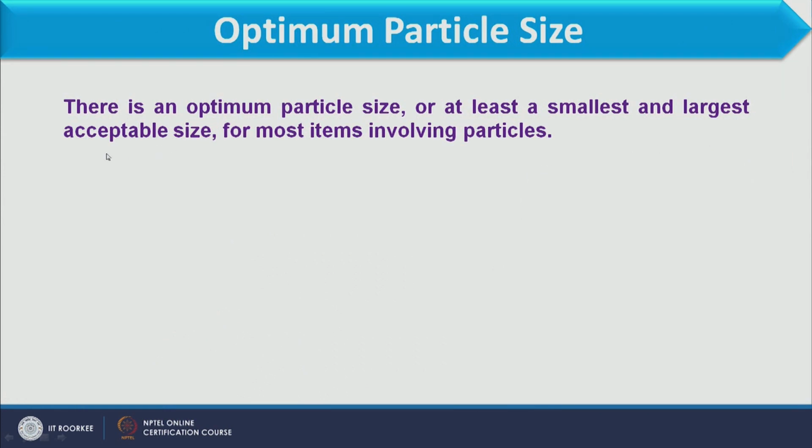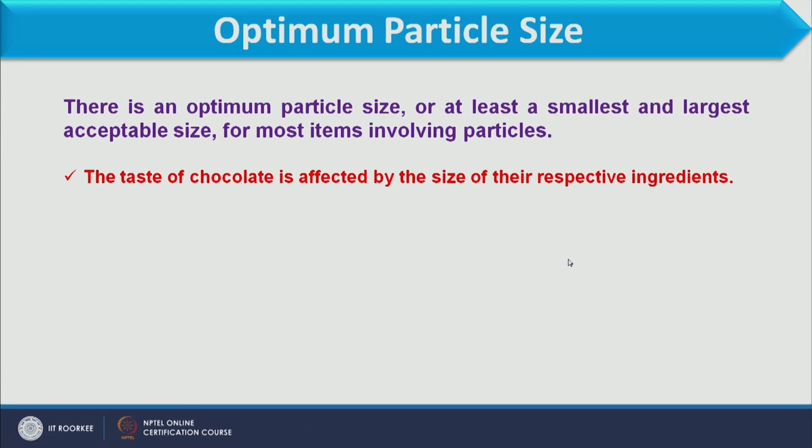Now, as far as optimum particle size is concerned, there is an optimum particle size, or at least a smallest and largest acceptable size for most items involving particles. A few examples I am considering over here. The first is the taste of chocolate, which is affected by the size of its ingredients. To illustrate that, I will speak about the particle size of chocolate in the subsequent slide. So, you can have an idea how the taste changes.